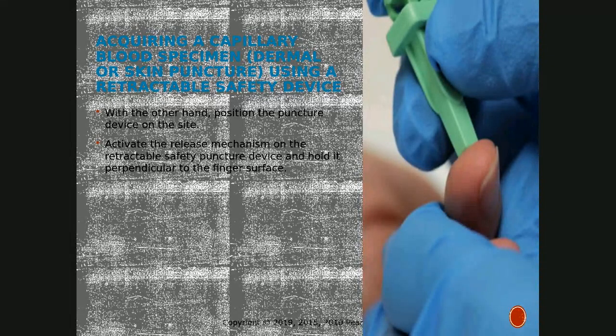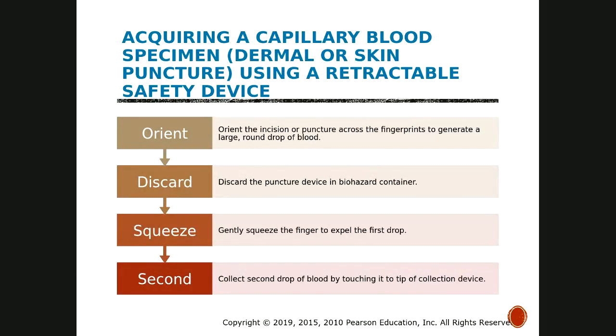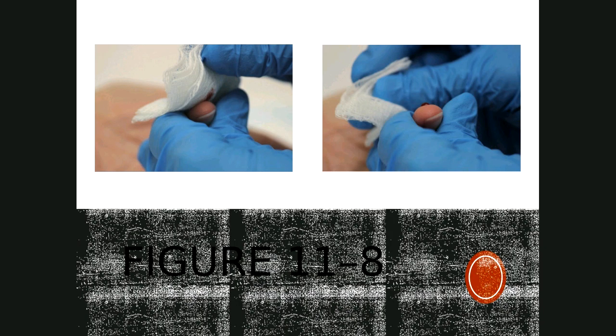We're going to activate the release mechanism on the retractable safety puncture device and hold it perpendicular to the finger surface of the third or fourth finger. You're going to orient the incision of the puncture across the fingerprint to generate a large blood drop. We're going to discard the puncture device immediately after use in the biohazard container. Gently squeeze the finger to expel the first drop. We're going to wipe that drop away with gauze and collect the second drop of blood by touching it to the tip of the collection device or microtainer tube.